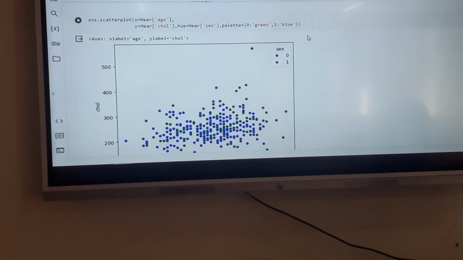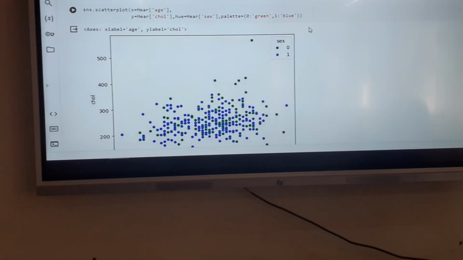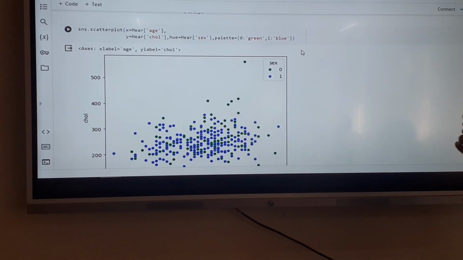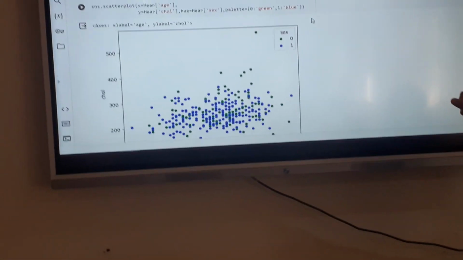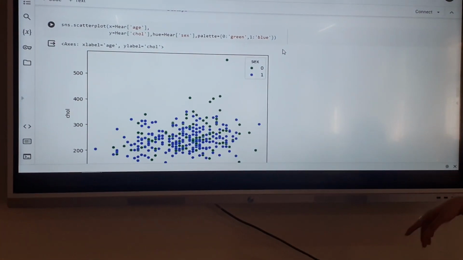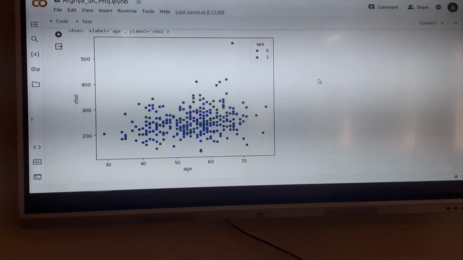Next is the scatter plot. A scatter plot is used to compare two numerical variables. In this case I have used age and cholesterol. I have also used a hue, that is gender. 0 indicates female and 1 indicates male. So the blue colors here indicate male.